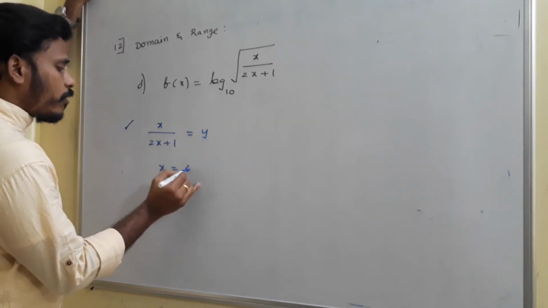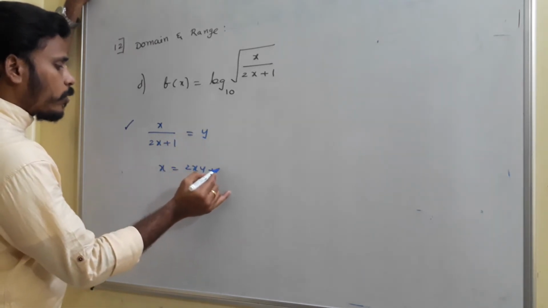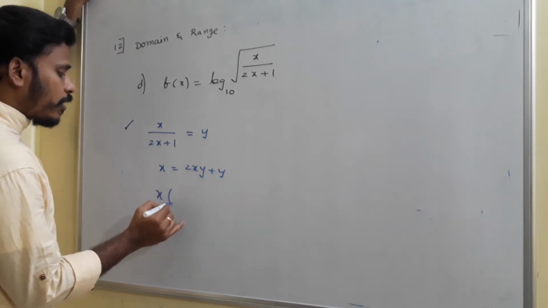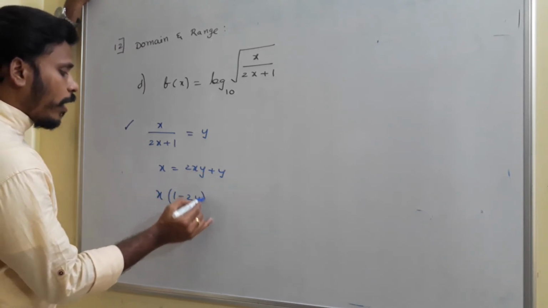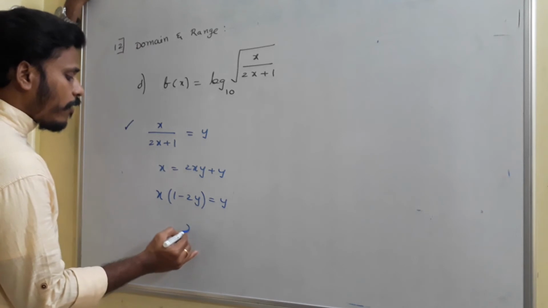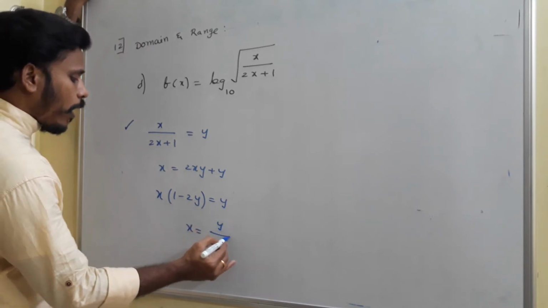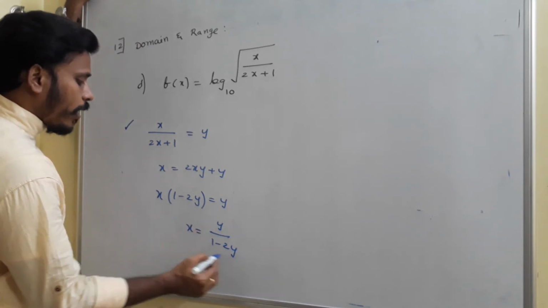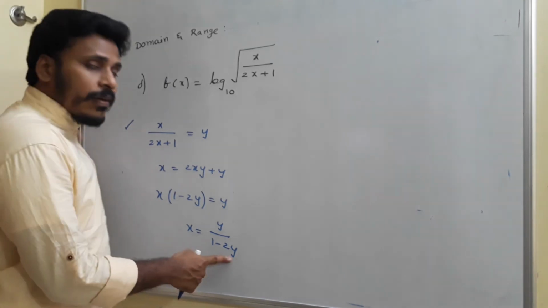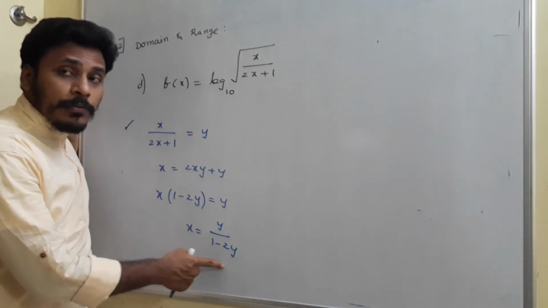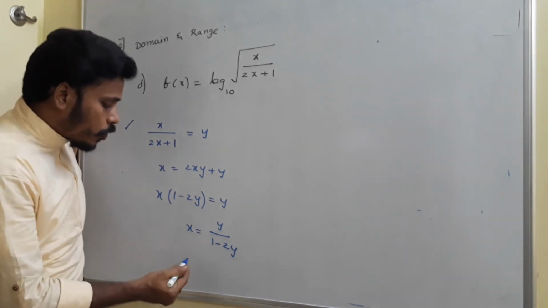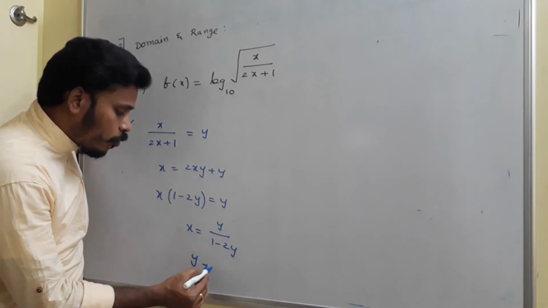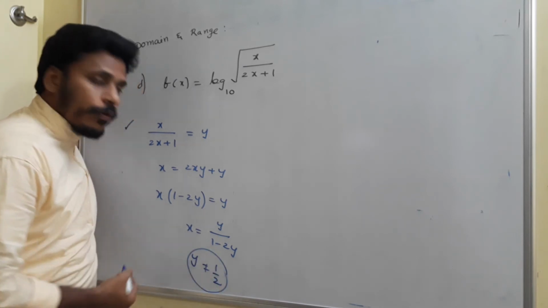So x is equal to 2xy plus y. Make x the subject. x into 1 minus 2y is equal to y. And from there, x is equal to y by 1 minus 2y. And it is very clear, whenever y is 1 by 2, this denominator becomes 0. So x is not real. So you need to eliminate that 1 by 2 from y. So y is not equal to 1 by 2.